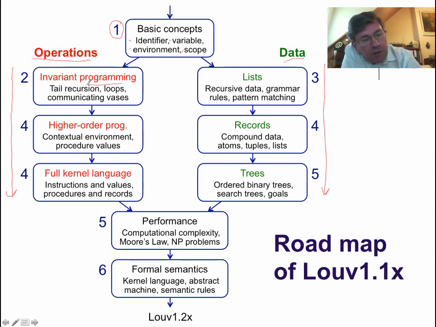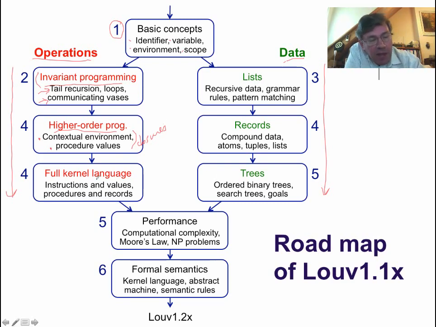And then in lesson 2, we looked at invariant programming. This is basically the right way to do loops. In the functional paradigm, it leads to tail recursion, and it has to do with the technique of communicating vases. So this approach is also valid for other paradigms. Then in lesson 4, we introduced higher order programming. This consists of 2 ideas, a contextual environment and procedure values. Together, they form the foundation of data abstraction, so they will be used much later on. This is sometimes called closures, procedure values with contextual environment, or lexically scoped closures.